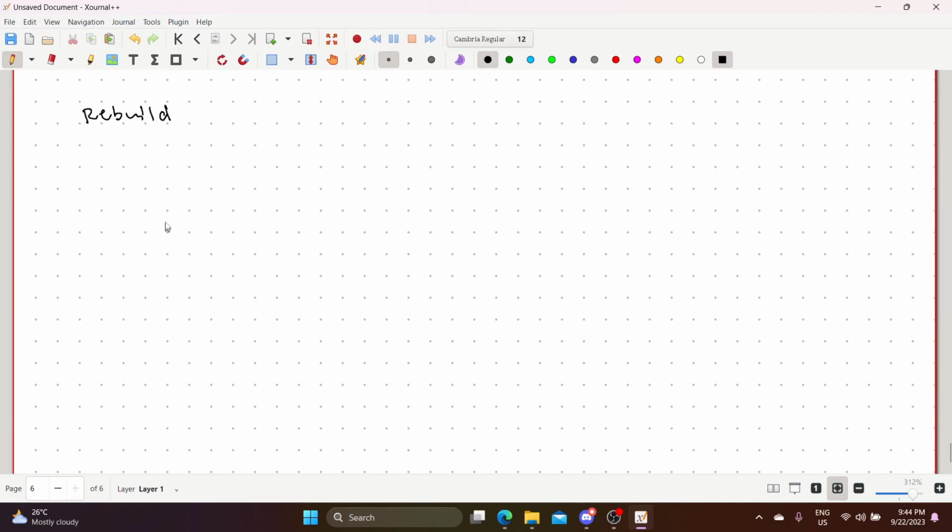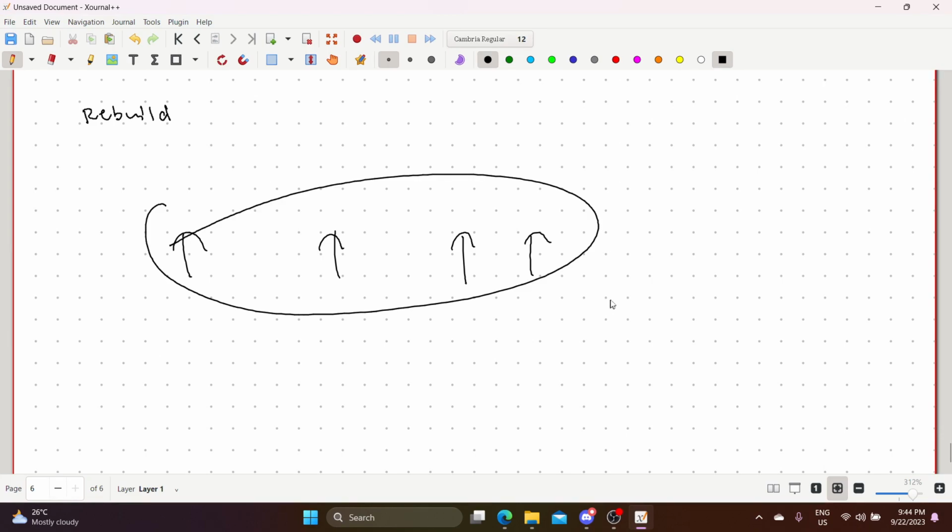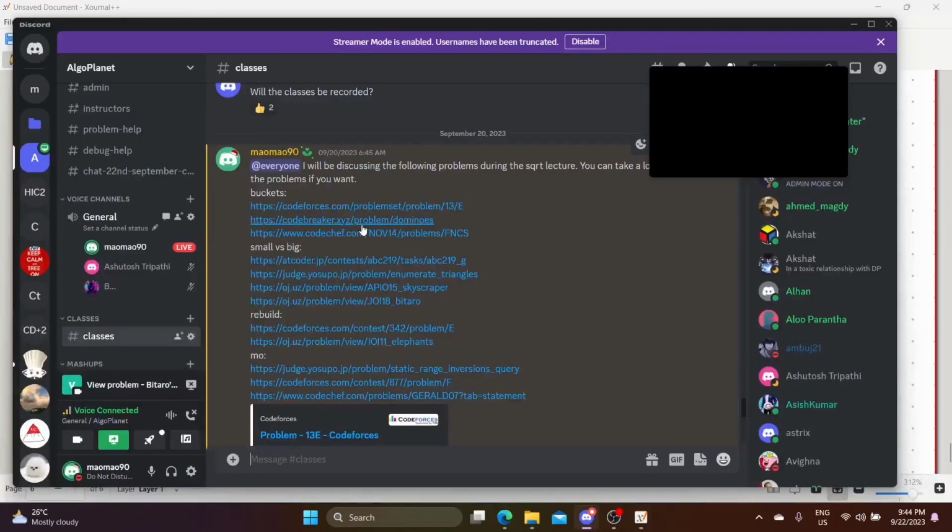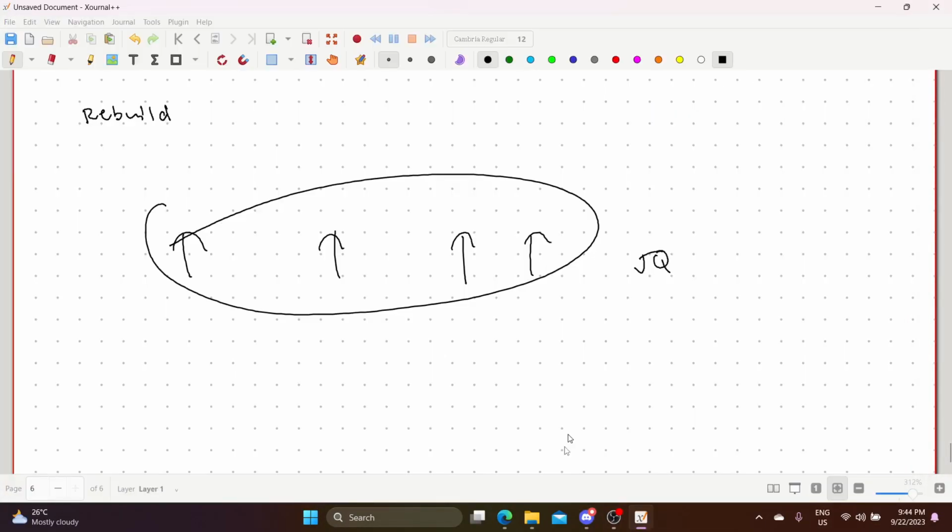Sometimes you do updates, and when you do updates, it might mess up some stuff. So what we do is rebuild the entire thing, clump up the entire thing, after square root q of the updates. Actually, this is quite hard to explain without the problem. So we can move to the problem.